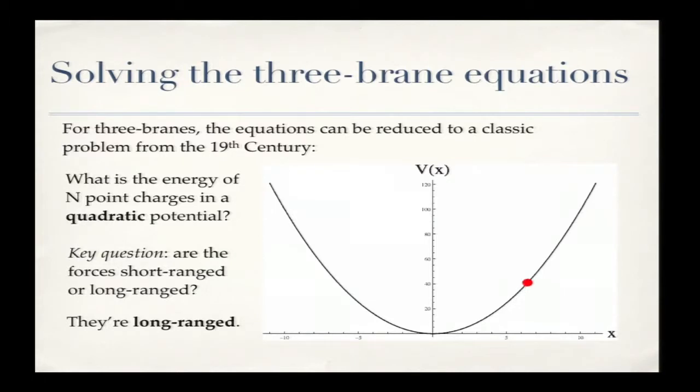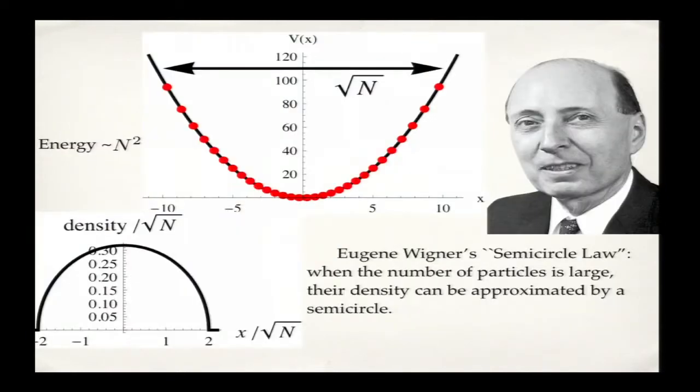Of course, if we have only one particle, it's just going to go to the bottom of the potential well. But if we have more particles, they start repelling each other, right? And in this case, it's important that the nature of the force, the interaction forces between these particles, turned out to be important. I told you it's like electrostatics, so these are long-range forces. And this sounds like a simple problem, but it's a little subtle, and it was solved by Eugene Wigner, who found that the spread of these particles in the x direction is square root of N.